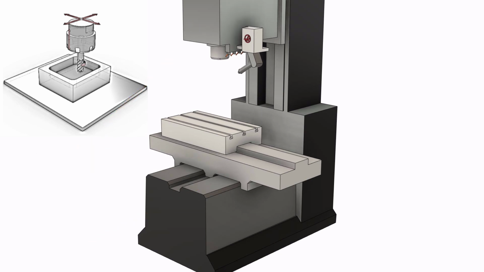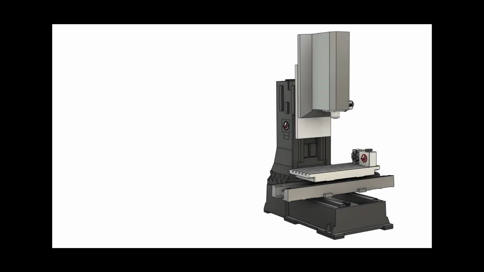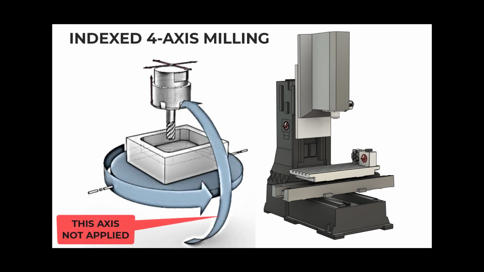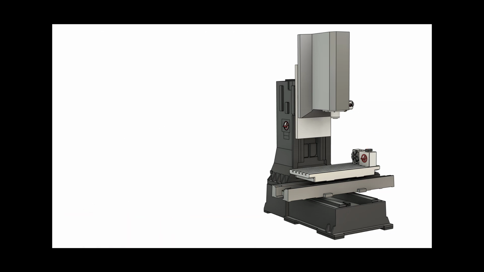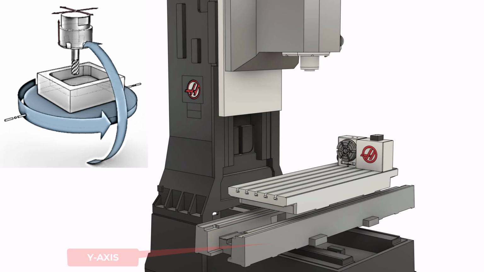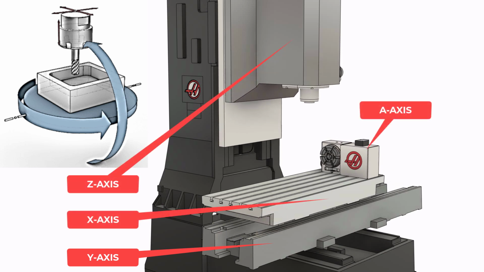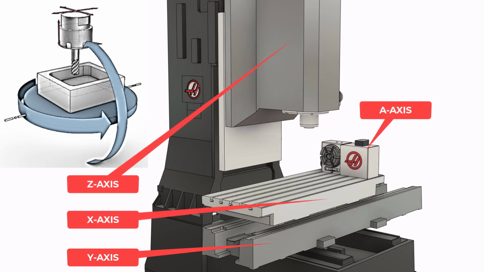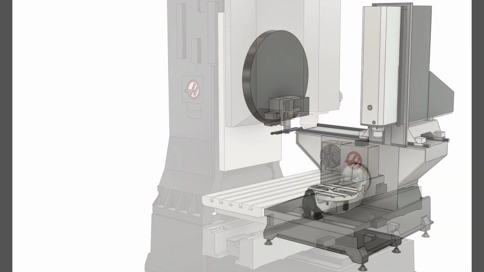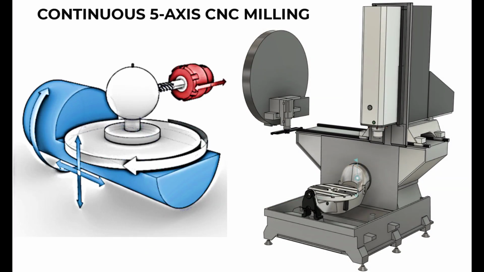The next CNC mill is a standard 3-axis machining center with the addition of a motorized rotary indexer mounted onto the X-axis table. This simple addition now gives you the Y-axis, X-axis, Z-axis, and an A-axis. This is an example of one type of 5-axis machining center.